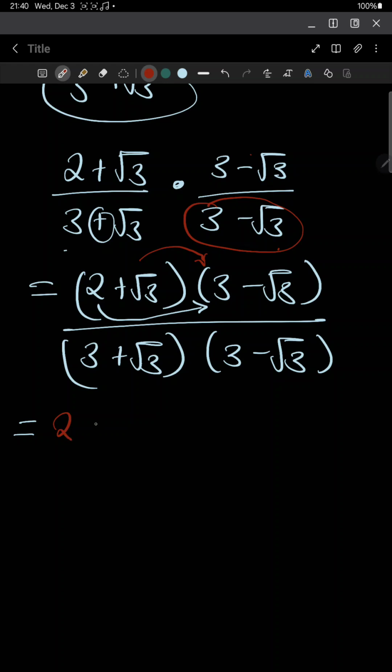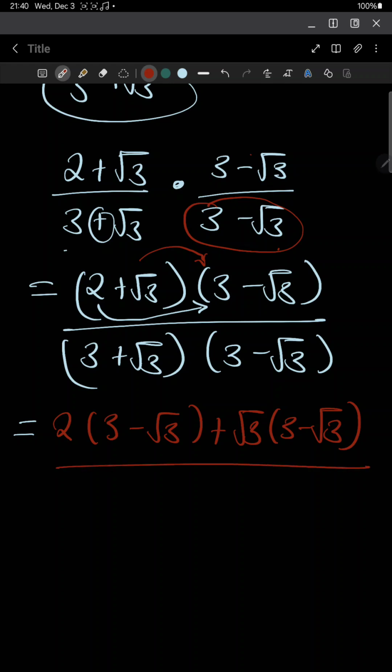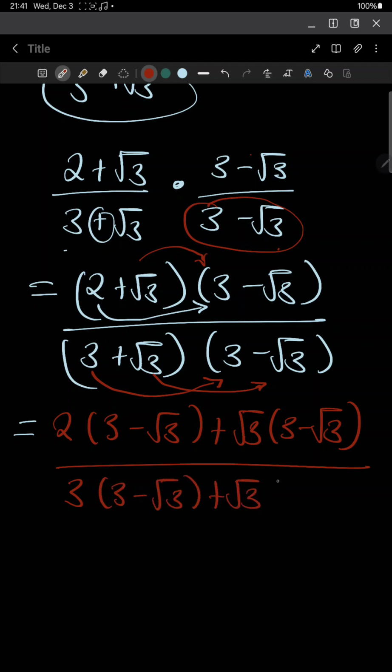So it will be 2 open bracket 3 minus square root of 3, plus square root of 3 open bracket 3 minus square root of 3. After doing that, even on the denominator, you should multiply by the entire element in the bracket. So it will be 3 open bracket 3 minus square root of 3, plus square root of 3 open bracket 3 minus square root of 3. So you need to be careful when solving this question. Each step is very essential because it carries 5 marks.